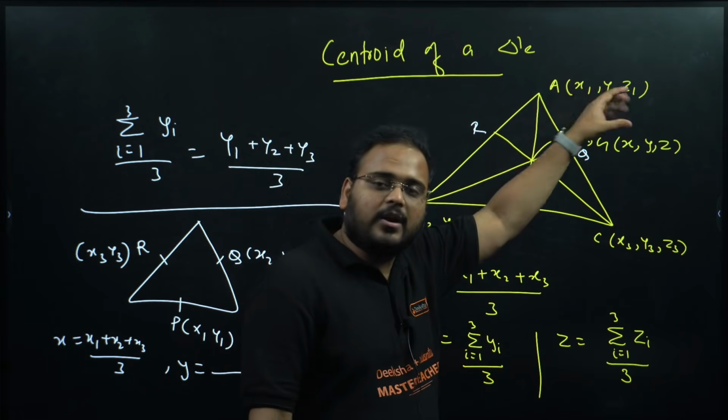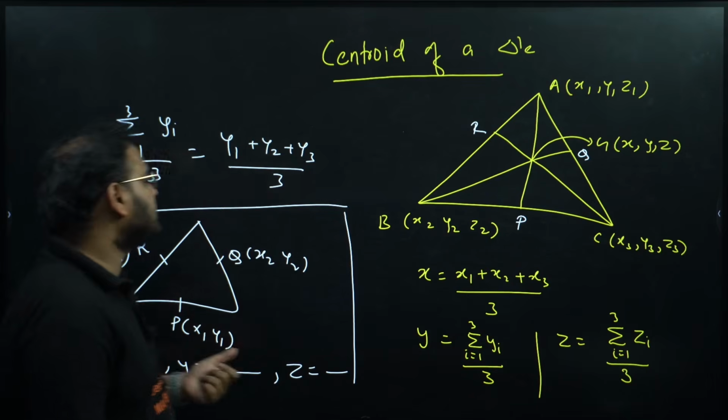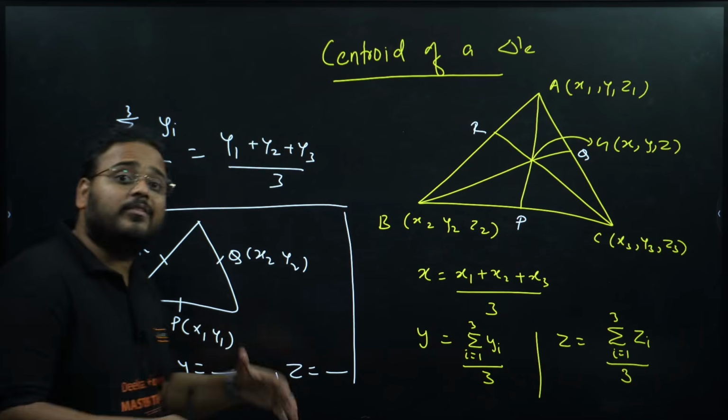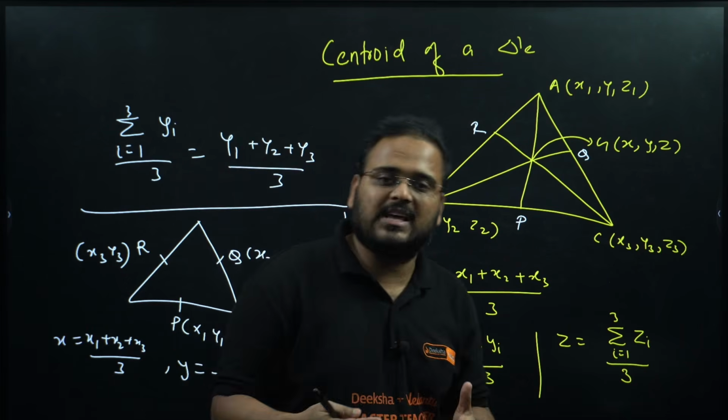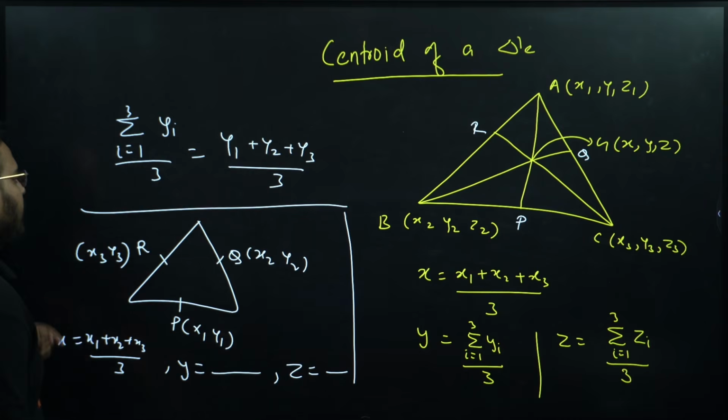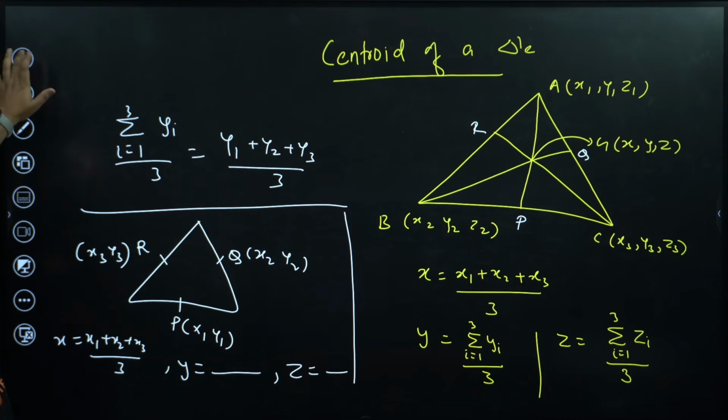If you use the vertices coordinates and use the formula of the centroid, you get the same answer. And if you use the coordinates of the midpoints, if they have given, you'll get the same answer. I'll take a question and explain it as well. So this is the clarity that you need for the centroid of a triangle.